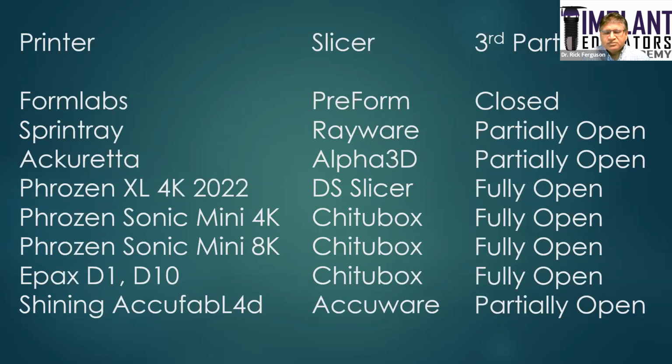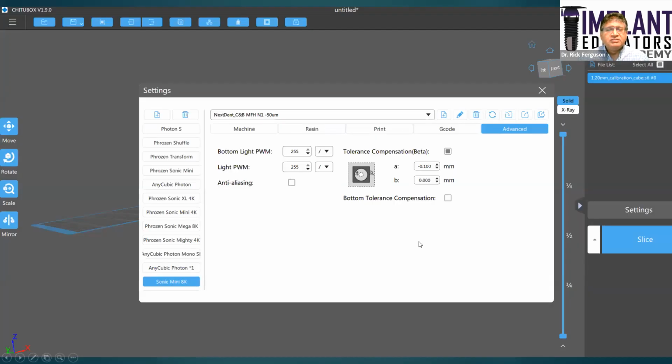Of course, they also have their printer validated by KeySplint and Whitmix and some of the other companies that make resins. And then we have, again, the Shining printer. Their software is called AccuWare, and this is partially open, meaning that they also have to validate the resins, but they do support third-party resins from some of the same companies I just mentioned. And of course, they have their own resins.